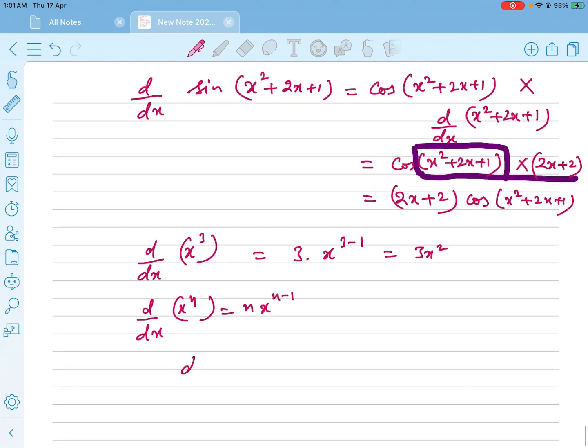Similarly, if I have the derivative of x to the power 8, then the answer would be 8 times x to the power 8 minus 1, which is 8x to the power 7. As simple as that.